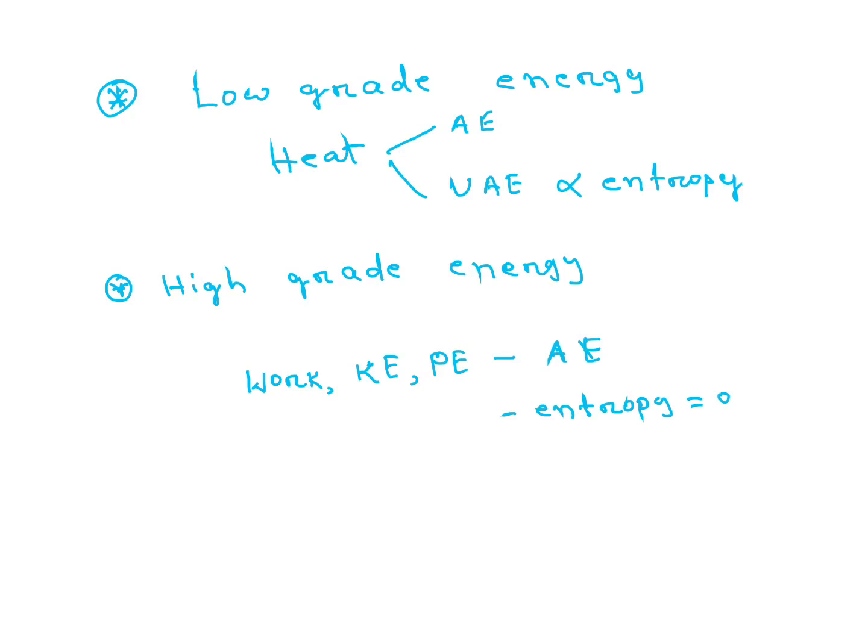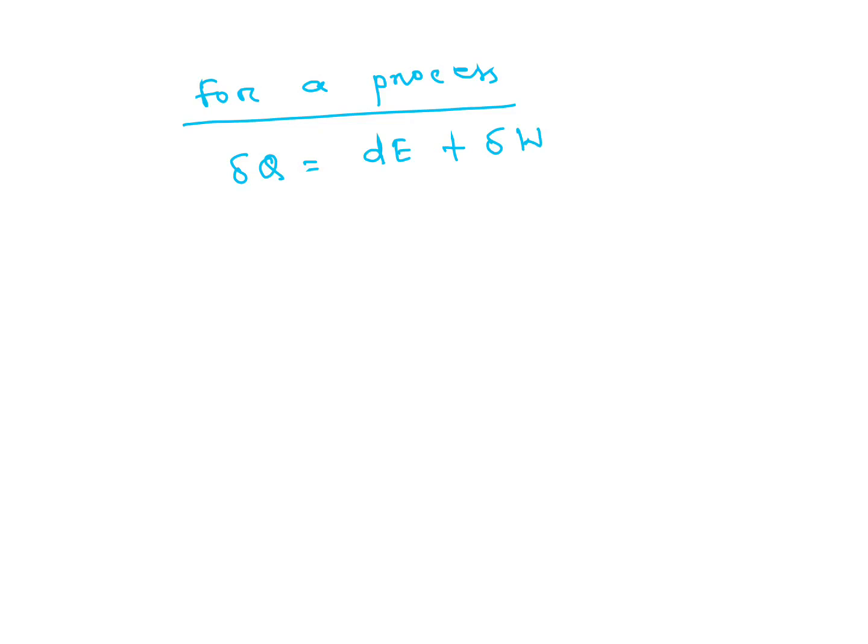Then for a process, this is very important for solving problems. Del Q equal to dU plus del W. If we neglect kinetic energy and potential energy, del Q equal to dU plus W. This is very important in solving problems.